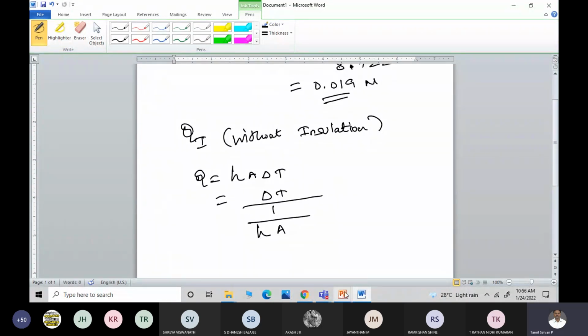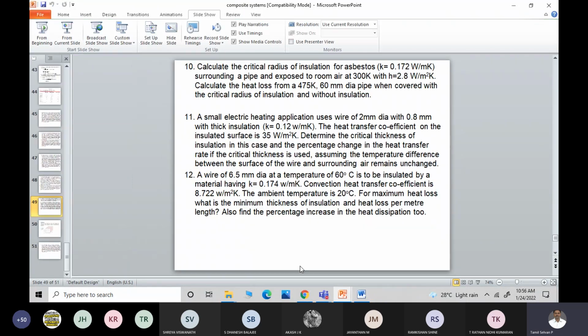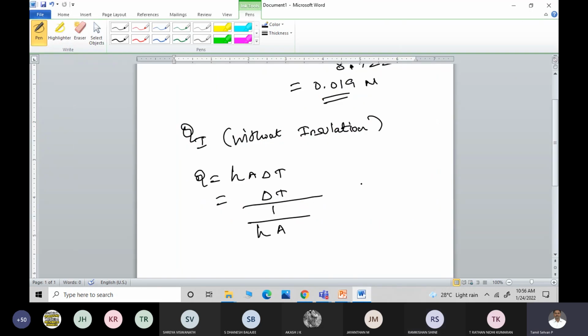Now the area. What is the length given? Length of the wire is given per meter length. For 1 meter length it is given. So I rewrite it again: Q equal to del T divided by 1 by H into area. What is the surface area of the cylinder? Wire can be assumed as a cylinder. Pi d L, or 2 pi r1 into L.